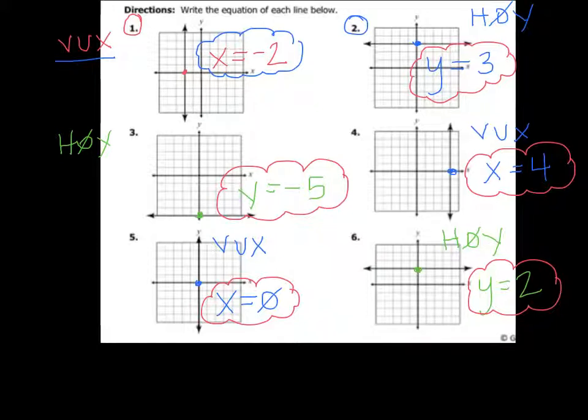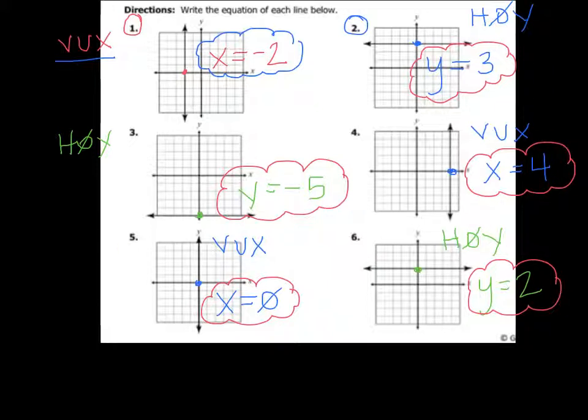If you look at example 4, as soon as I noticed that this was a vertical line, I went ahead and wrote VUX. That helps me remember that vertical lines have undefined slope, so they're going to be x equals. I looked for my x-intercept, which occurred at 4. So the equation of this line was x equals 4.